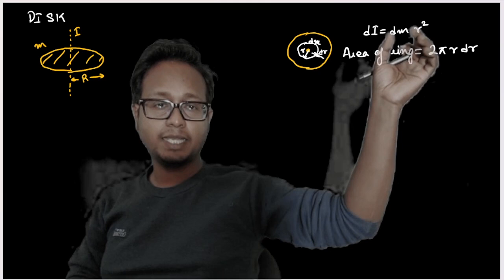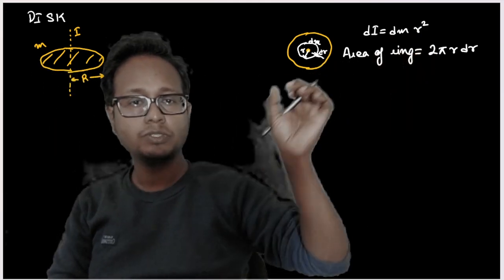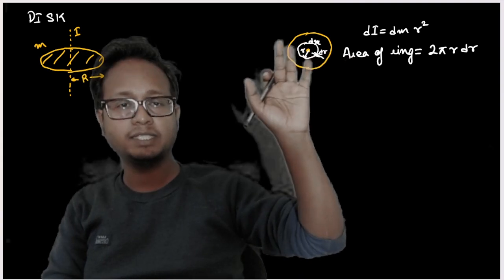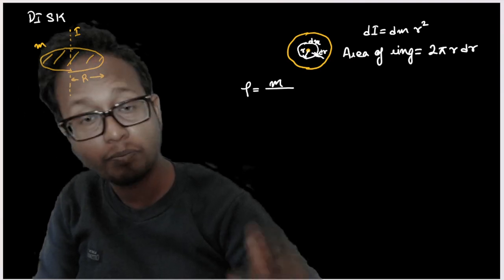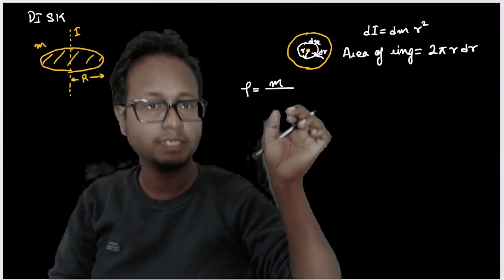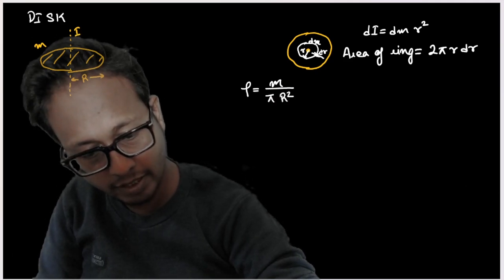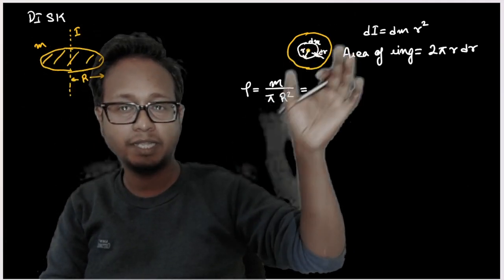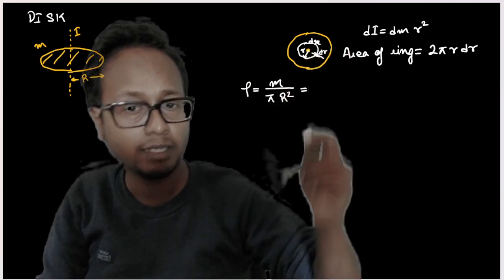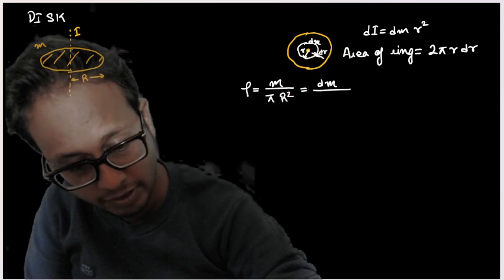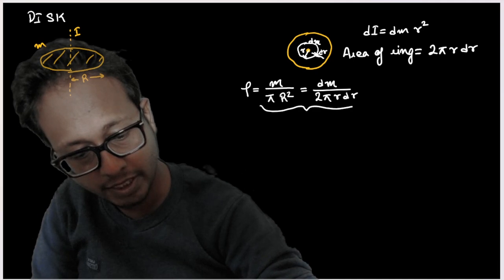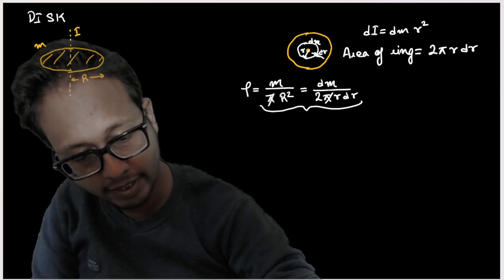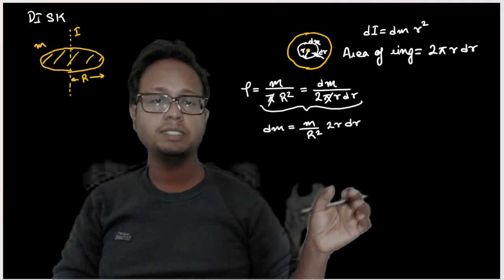Mass m was the mass of the entire disk. So what is the mass of the ring? The density of the entire disk is the same. The density is mass by area, the planar density. I'm not talking about volumetric density. So mass by pi r square equals the density of the ring, because both are made of the same material. That is the mass of the ring divided by the area of the ring, 2 pi r dr. Using these two equations, pi and pi get cancelled. dm equals m by r square into 2r dr. This is the mass of the ring.